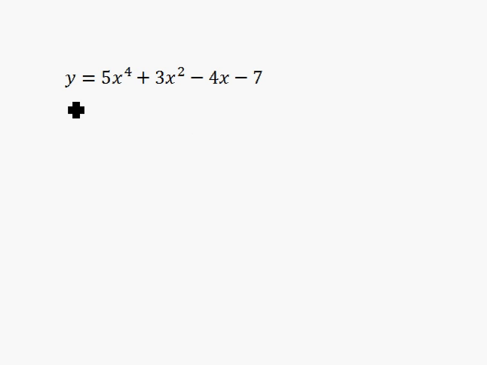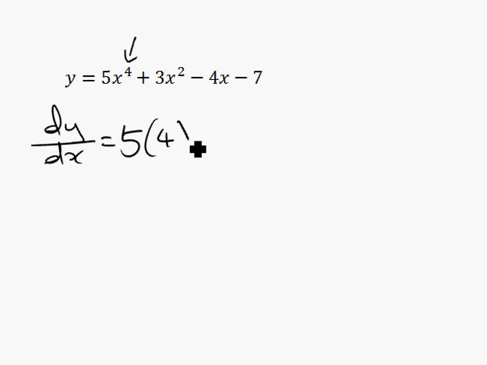Say for example, you have y equals 5x to the power 4 plus 3x squared minus 4x minus 7. If you want to differentiate it, you write differentiate y with respect to x, or we just call it dy/dx. The step to do is really quite simple. You see this power here? This power, bring it down to the front. When I mean bring it down to the front, I mean put the 4 here like that.